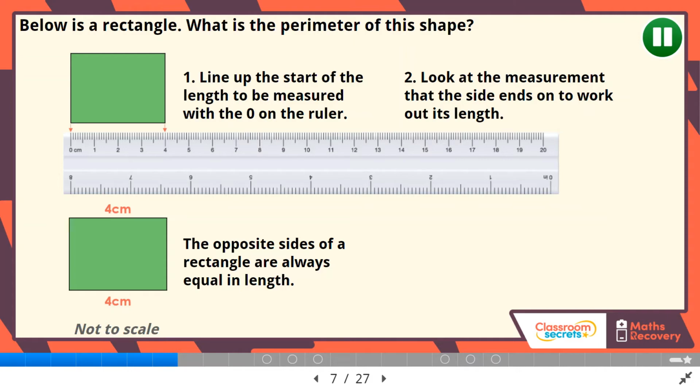Now we must look at the number on the scale that the length of the rectangle ends on. The length of this rectangle is 4 centimeters because when we line it up with the 0 at the side, the end of the length finishes at the 4 centimeter increment. We know from our knowledge of shapes that the opposite sides of a rectangle are equal in length. Therefore, the opposite length of this rectangle is also 4 centimeters.